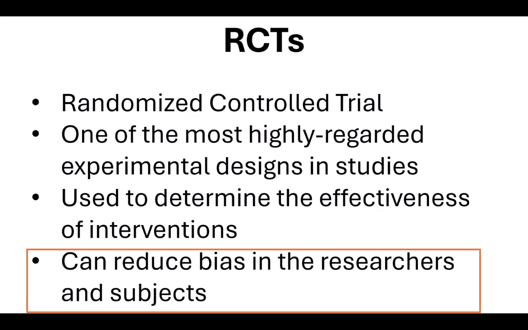A lot of the times, RCTs can also reduce the bias in the researchers and the subjects, especially if they apply blinding. So it might be single blind or double blind. If it's double blind, it means that neither the researchers nor the subjects know who's getting what kind of intervention.